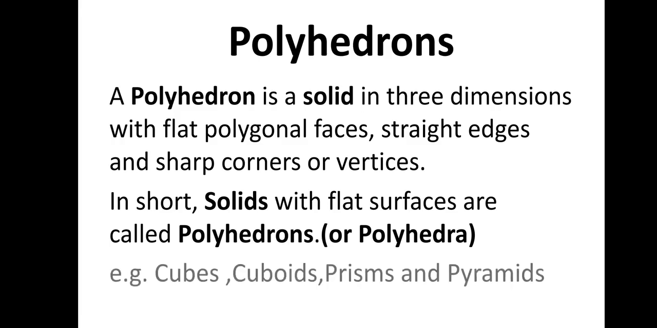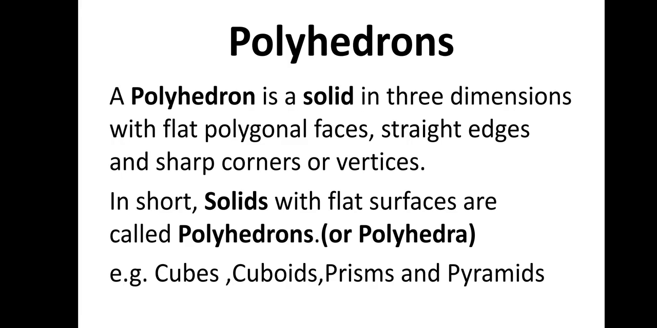For example, cubes, cuboids, prisms and pyramids. Cubes and cuboids you must have studied in detail in the previous class. Prisms and pyramids, though you must be having an idea what these are, in detail we will be studying in this class 8th. So, what do you mean by a polyhedron?